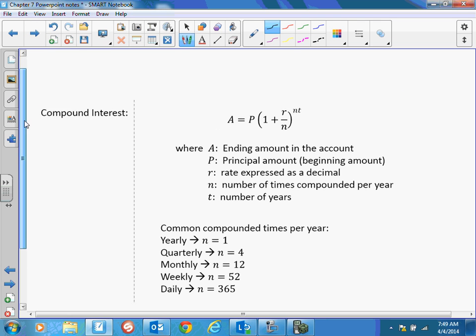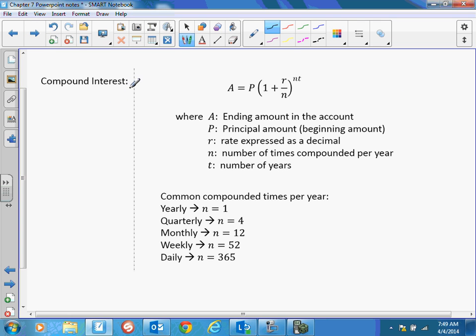Okay, compound interest. Really useful in the real world. Compound interest is an exponential function. The amount equals the principal, which is what you start off with, times parentheses 1 plus r, which is the rate, divided by n, which is the number of times you compound it per year, to the power of n times t, which is the number of years.